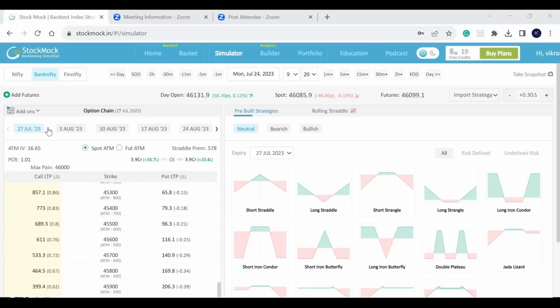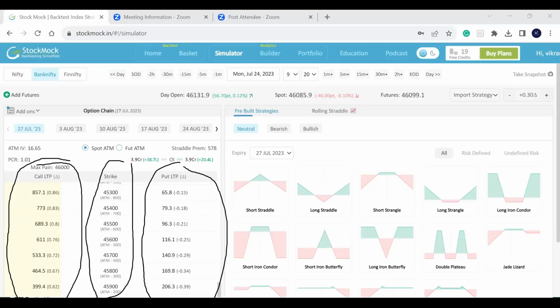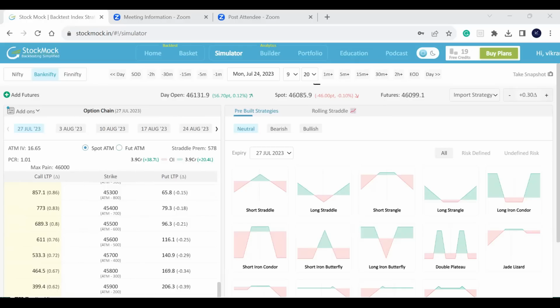On 24th of July, when you go to Stockmock, you can see on one side call option, on one side put option, and in the middle the strike. It will show you what the Bank Nifty spot was at 9:20 a.m. on 24th July. Then we have to look for the delta. Where to see the delta? Delta is here. You can see the last traded price, but you don't have to worry about it. The only thing you have to see is the delta. The bracket that you see is the delta on both call and put side.